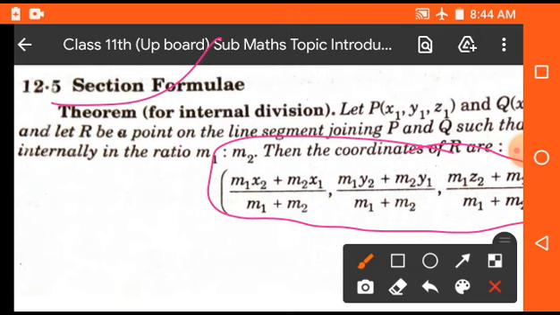(m1 x2 plus m2 x1) upon (m1 plus m2), comma, (m1 y2 plus m2 y1) upon (m1 plus m2), comma, in the same way, (m1 z2 plus m2 z1) upon (m1 plus m2). These are the coordinates of the point which divides any line internally.